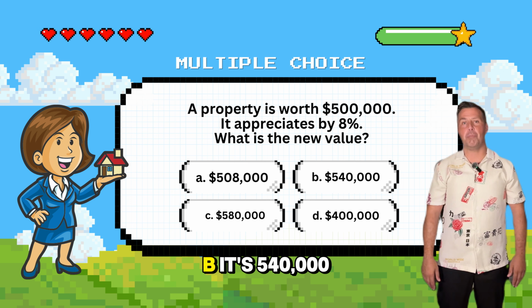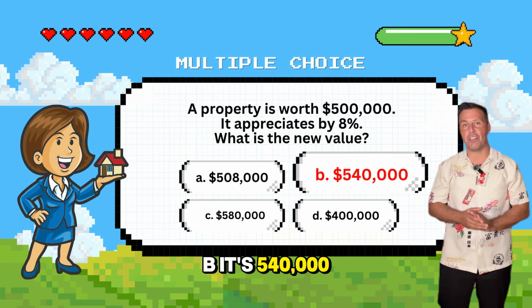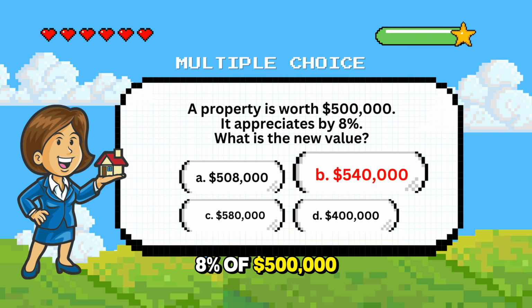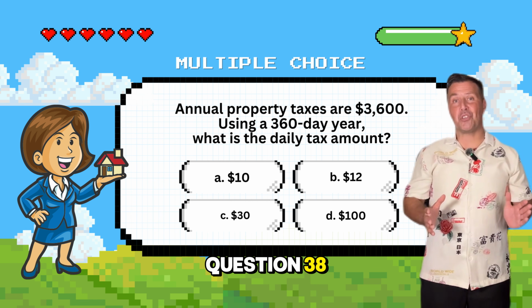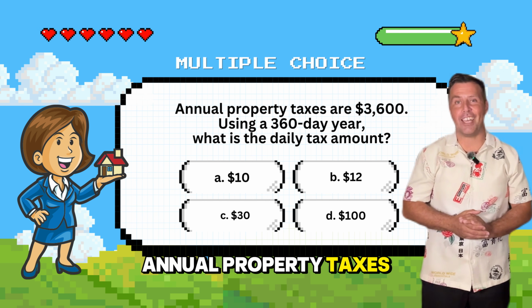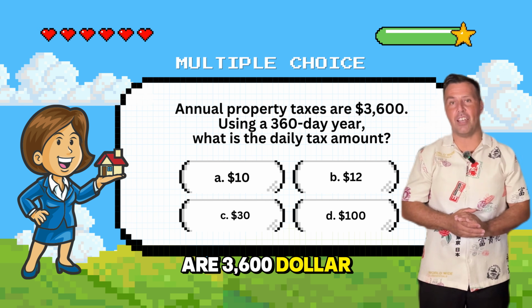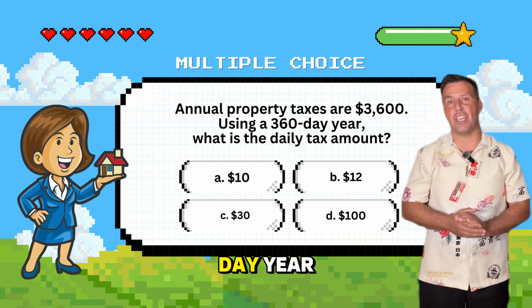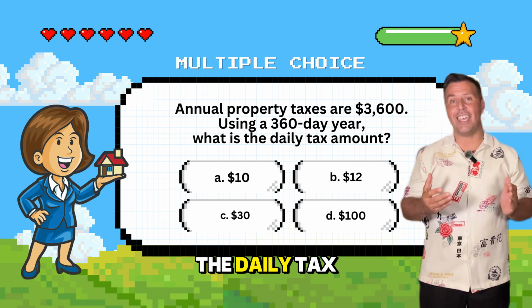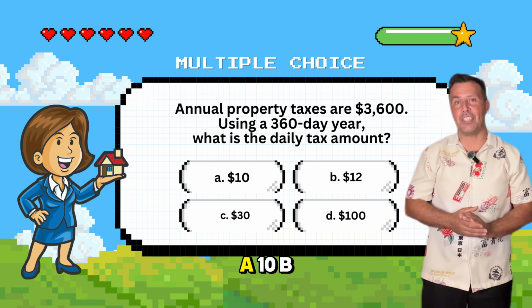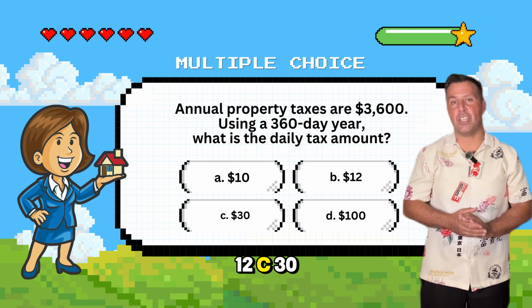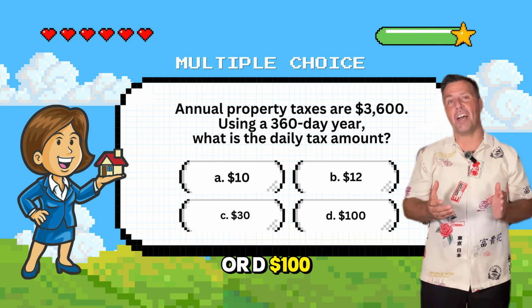The answer is B. It's $540,000. 8% of $500,000 is $40,000. $500,000 plus $40,000 equals $540,000. Question 38. Annual property taxes are $3,600 using a 360-day year. Now, what is the daily tax amount? A. $10, B. $12, C. $30, or D. $100?